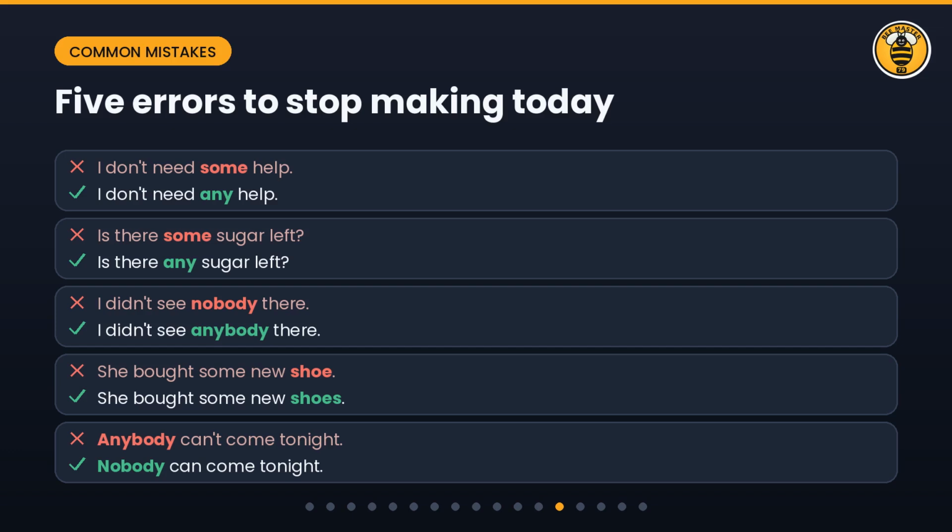Number 4. She bought some new shoe. Some needs a plural, so it is shoes. Number 5. Anybody can't come tonight. English does not start a sentence with anybody and then make the verb negative. Say, nobody can come tonight.